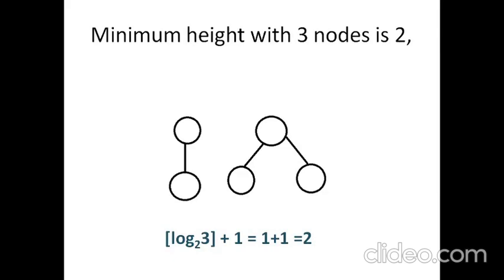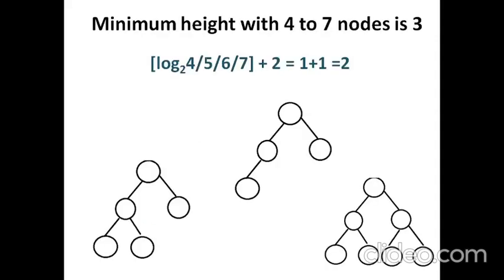Similarly, the minimum height with the 3 nodes is 2, and the minimum height with the 4 to 7 nodes is 3. So for all the number of nodes between 4 to 7, the minimum height is 3, because the formula gives the same result for all the cases, and that is also proven with these diagrams.